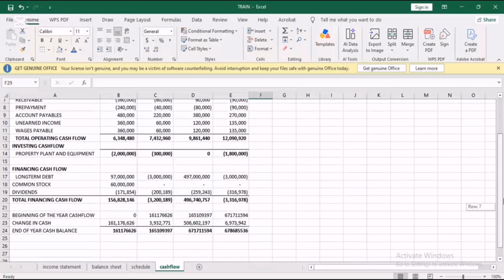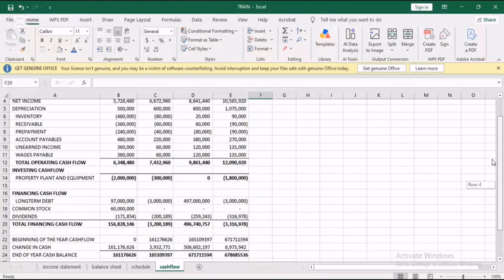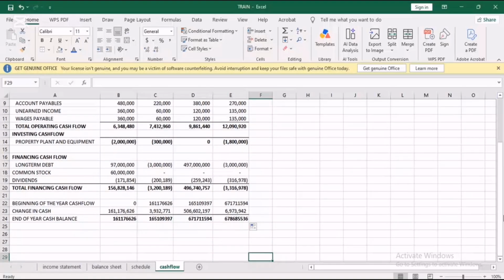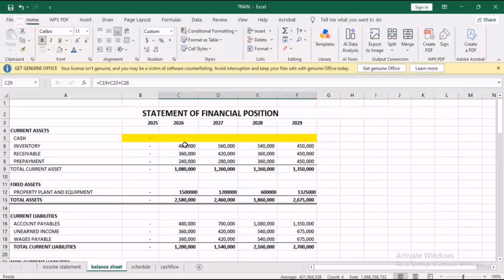Now we've ascertained our cash balances for the period we've been projecting for. Right away, I'm taking these balances to our statement of financial position to see if we have a balanced statement of financial position. So let's get straight into it. I hit my balance sheet, then let's go up here.